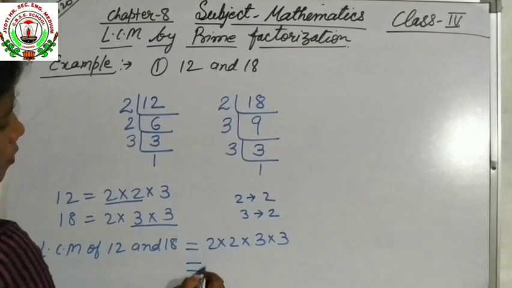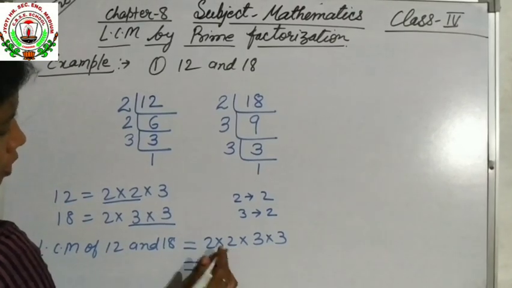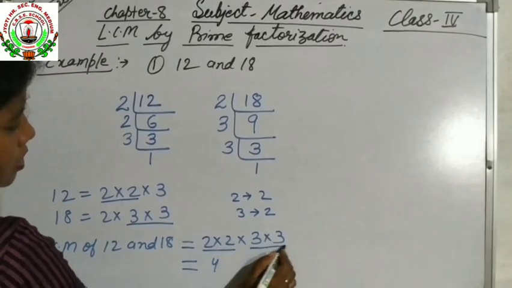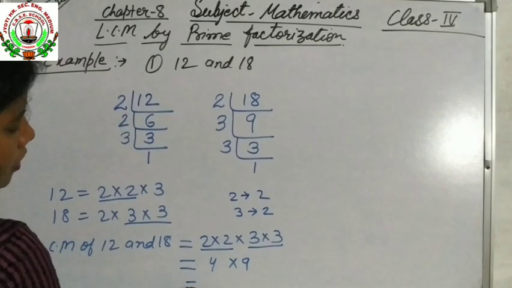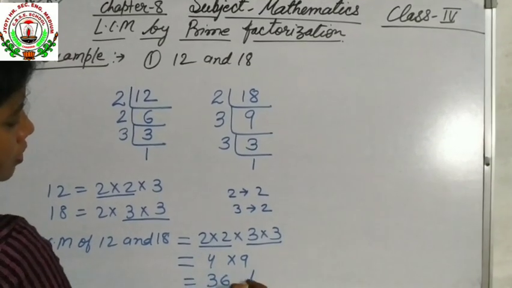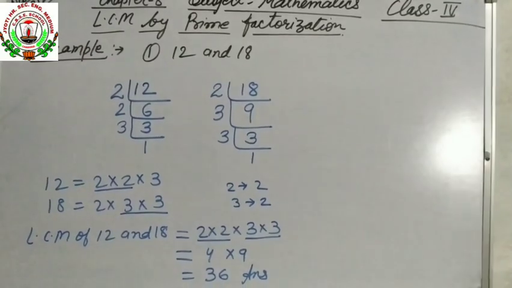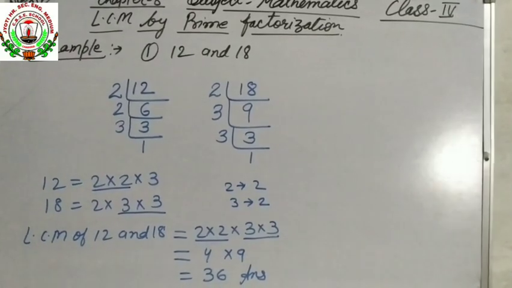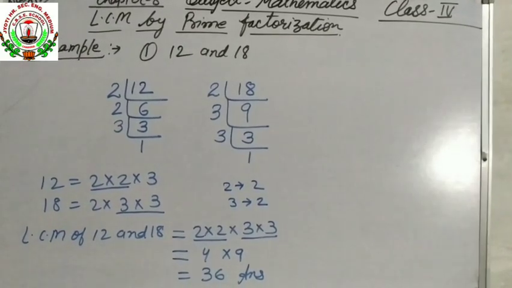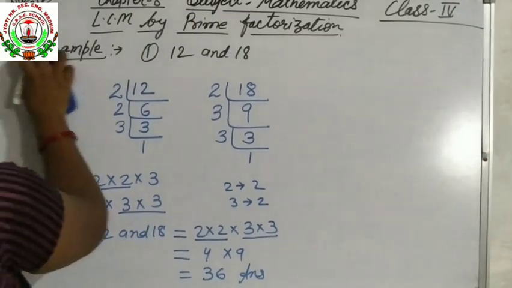Understood? Now we will multiply it. 2 twos are 4. And this 3 threes are 9. Then 4 nines are 36. So LCM of 12 and 18 is 36. Understood? Now let us start question number 1. That is your exercise 8.6.